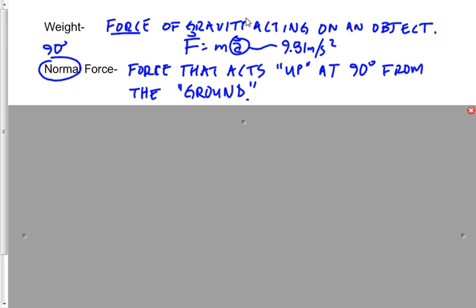What if you have a hill? Here's the object on the hill. Gravity acts down, right? Always, straight down. The normal force acts not straight up, but at 90 degrees to the hill.